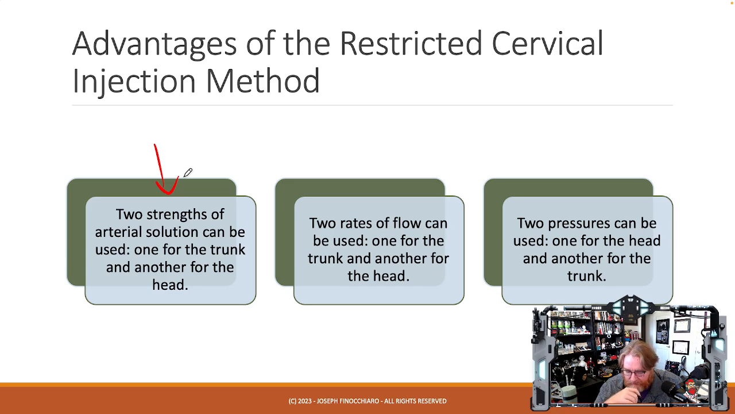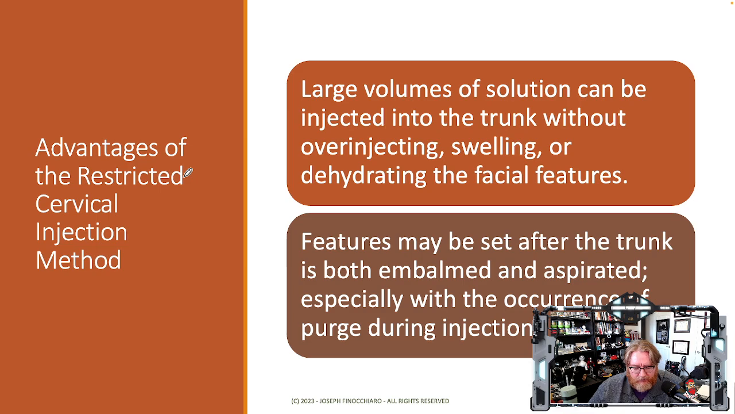Two rates of flow can be used, one for the trunk, another for the head, which you should be doing anyways, because the head has smaller arteries. You don't have to push all the way down to your feet. Two pressures can be used, one for the head, another for the trunk. Large volumes of solution can be injected into the trunk without overinjecting, swelling, or dehydrating facial features. Features may be set after the trunk is both embalmed and aspirated, especially with the occurrence of purge during injection.